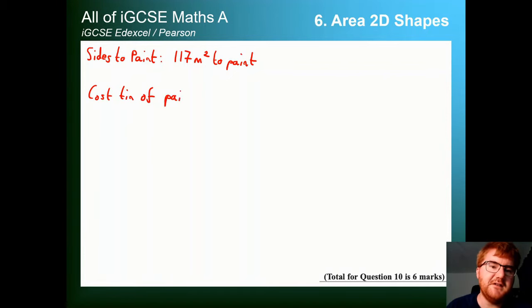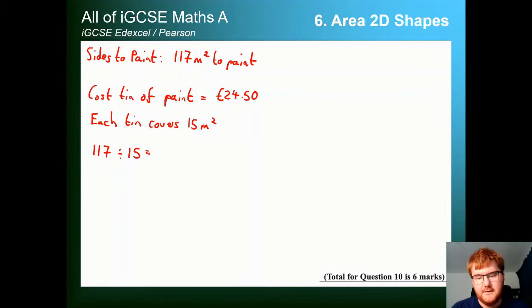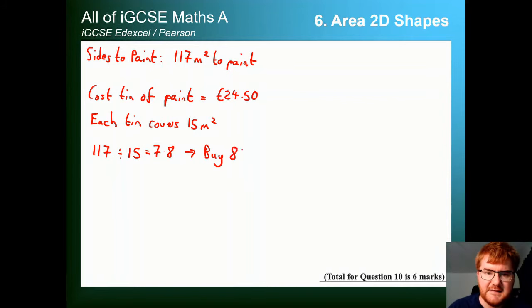So summarize everything on this slide. This was equal to £24.50. Each tin covers 15 square meters. So if I do 117 divided by 15 on the calculator, that gives me 7.8. So I need to buy 8 tins of paint to cover the whole surface.